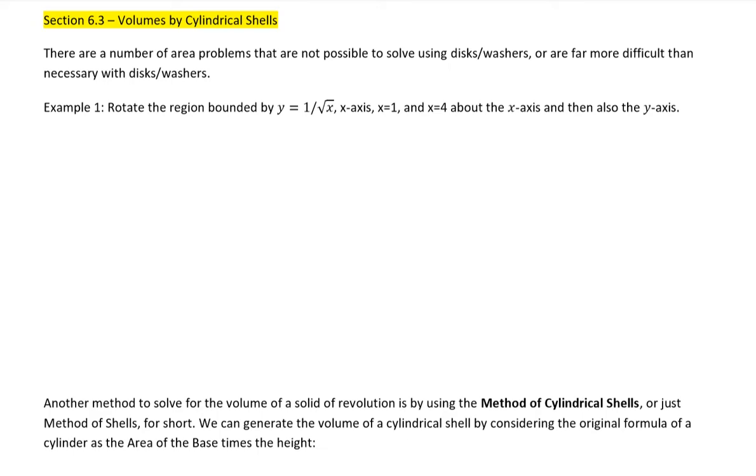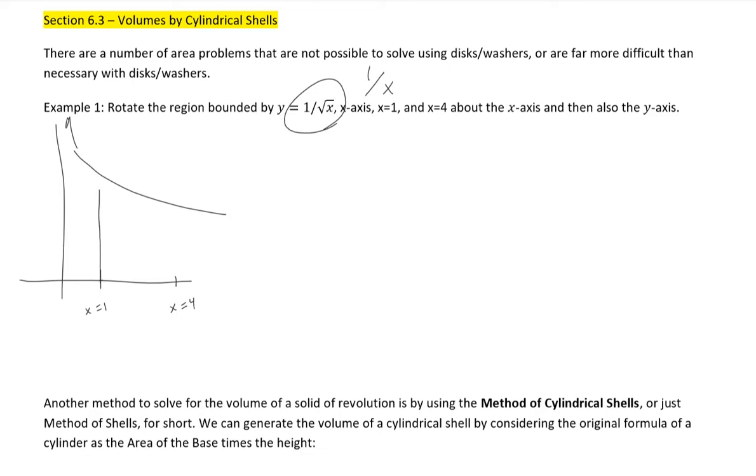First, let's graph this. The only complicated one is 1 over root x. That acts just like 1 over x, it just goes down slower. And we know 1 over x looks something like this, where it approaches the x-axis, and technically it goes up to infinity here. But here, if we have the x-axis, which is just here, we have x equals 1, and we have x equals 4. We have this region right here.